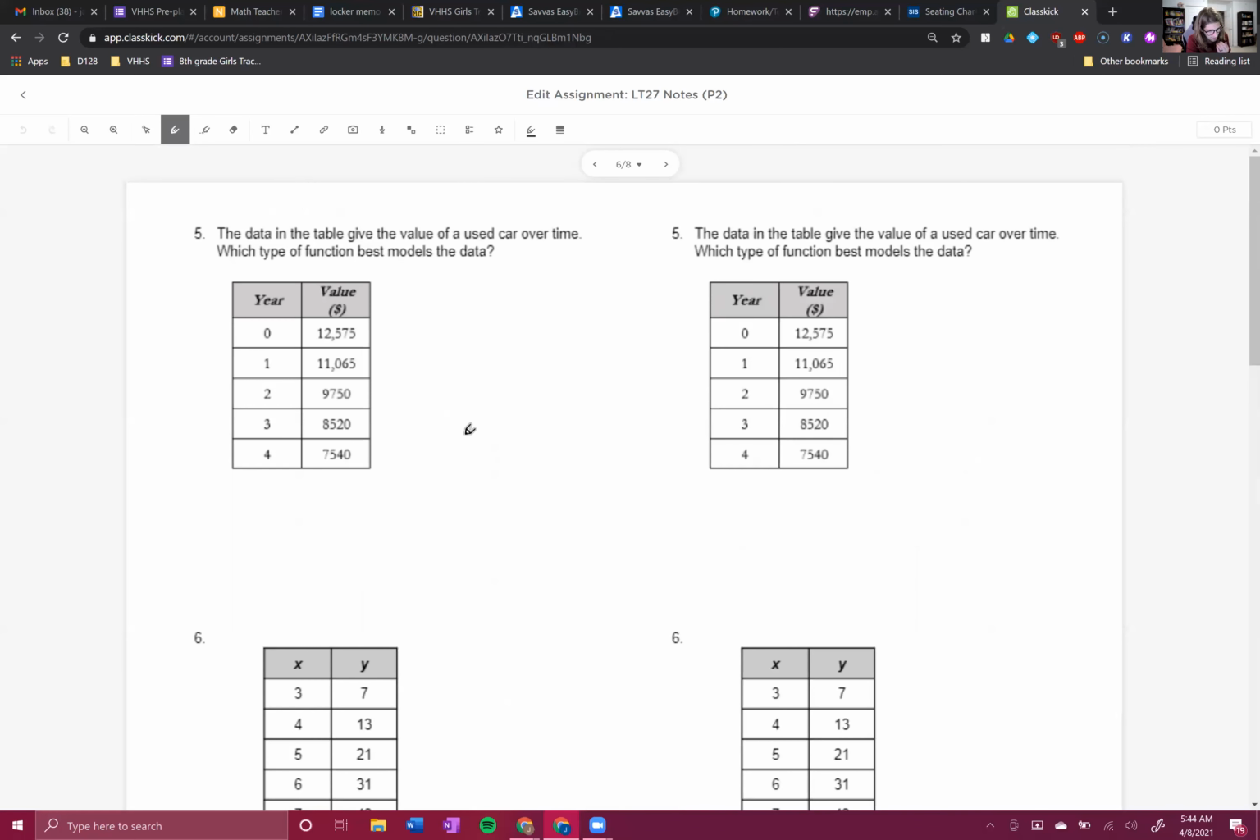The data in the table give the value of a used car over time. Which type of function models the data best? You're just looking for roughly our patterns. I always check linear first and quadratic. Now, with these numbers and how early it is in the morning, I'm going to grab a calculator.